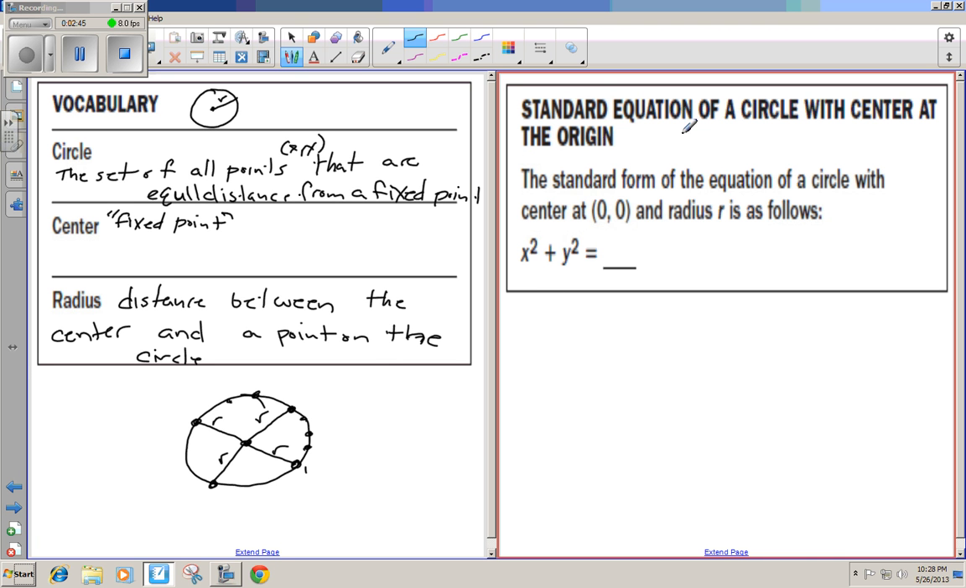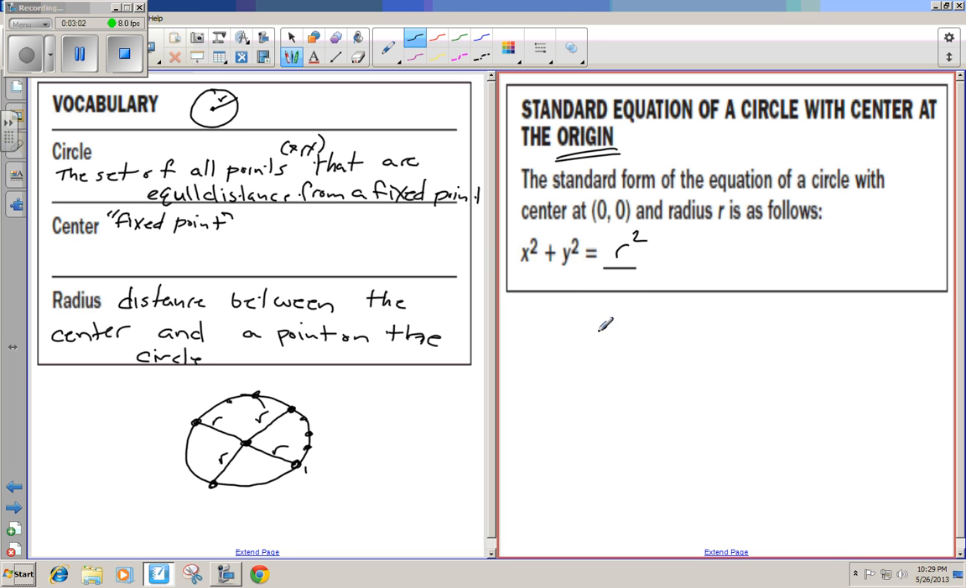In the standard equation of a circle with a center at the origin. That's going to be an important part. The center is at the origin. The standard form of the equation of a circle with a center at 0, 0 and a radius r is x squared plus y squared equals r squared.